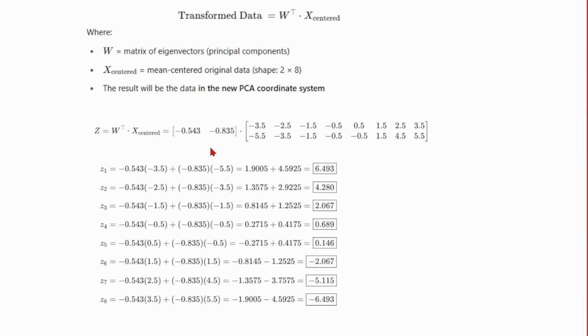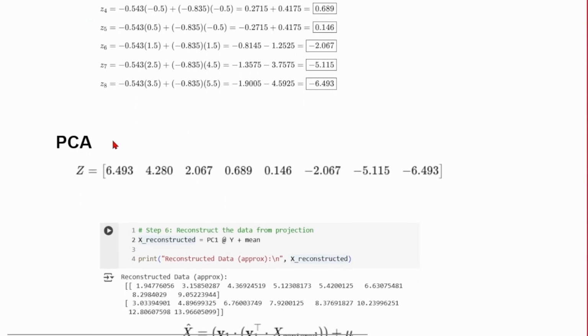This step is very easy. We just need to multiply W transpose, which is the first principal component, by the X centered value we found in the first step. And you can see that this is the one-dimensional representation of our two-dimensional data.